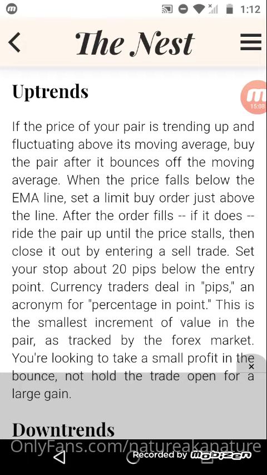So when price falls below the EMA line, which is the moving average, it's going down or going up depending on the trend. If it's an uptrend, it's going to go down and bounce. If you're on a downtrend, it's going to bounce up. So when price is down and it hits below, like on a downtrend, set a limit on a buy order. You also have to look.